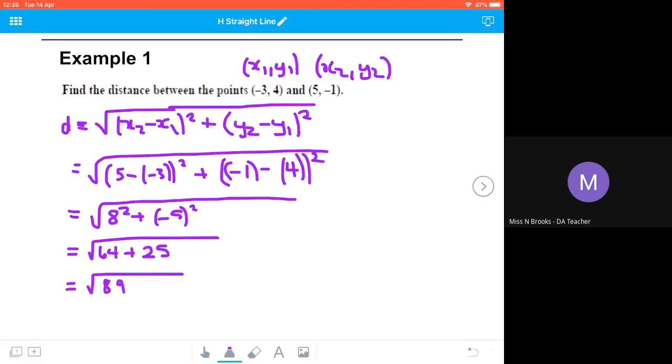And so our final answer is root 89 units as an exact value. We can double check to see if we can simplify that, but there are no factors that are perfect squares of 89, so therefore our final answer is root 89 units.